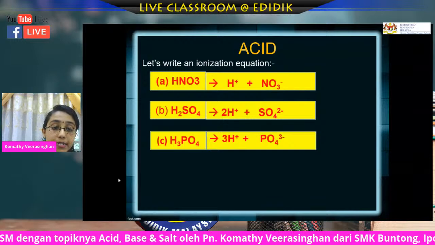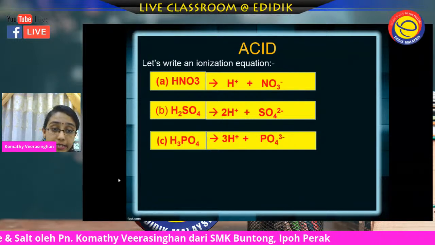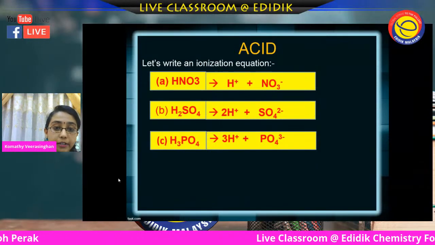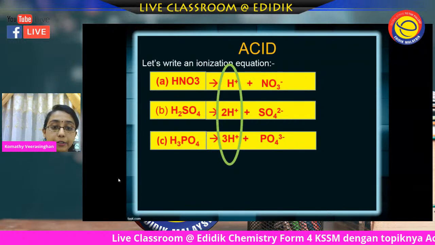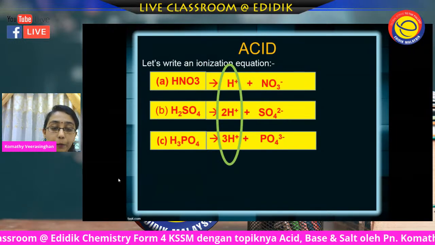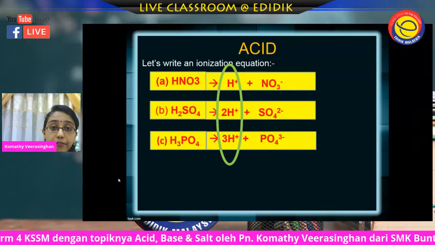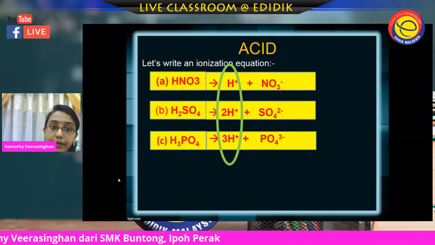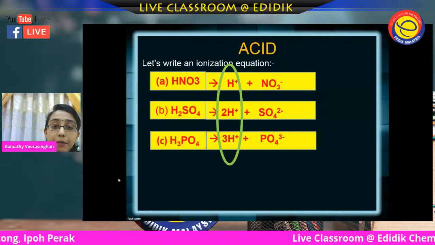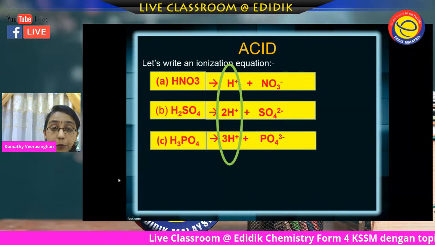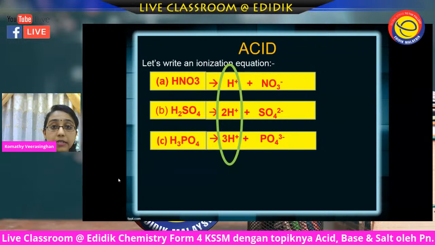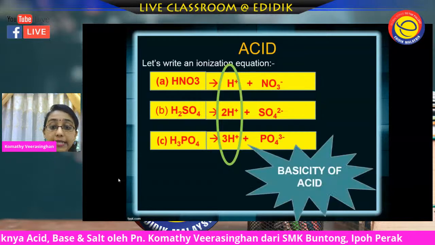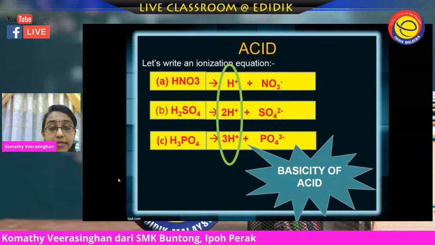Now, as you can see in these 3 different acids, what is the difference you can notice in the number of hydrogen ions? Focus on the hydrogen ions produced. Is the number of hydrogen ions produced by all types of acid the same? No, right? So, the number of hydrogen ions ionizable in water depends on the number of hydrogen atoms per molecule. And this is what we call the basicity of acid.